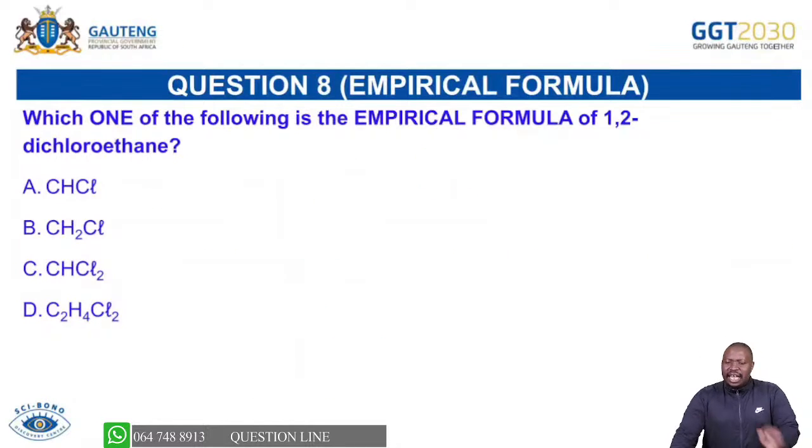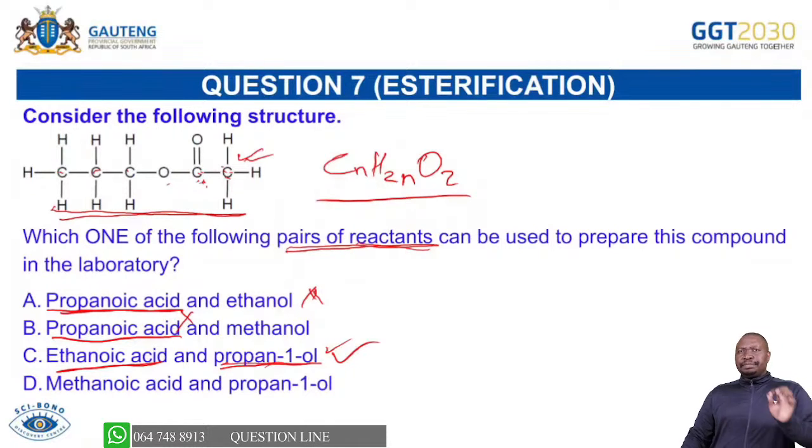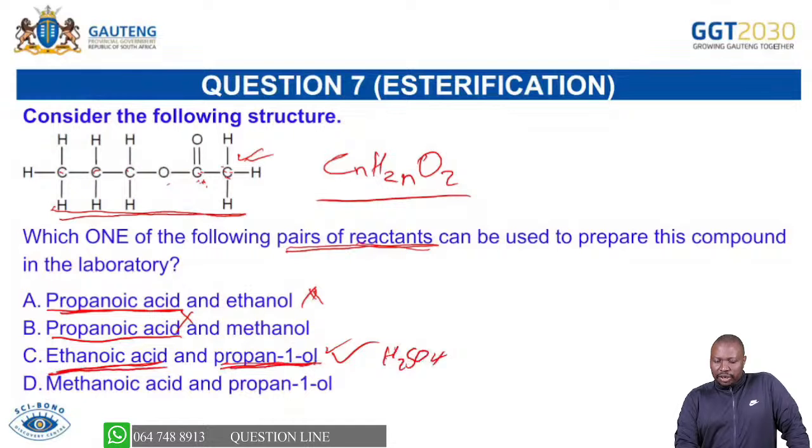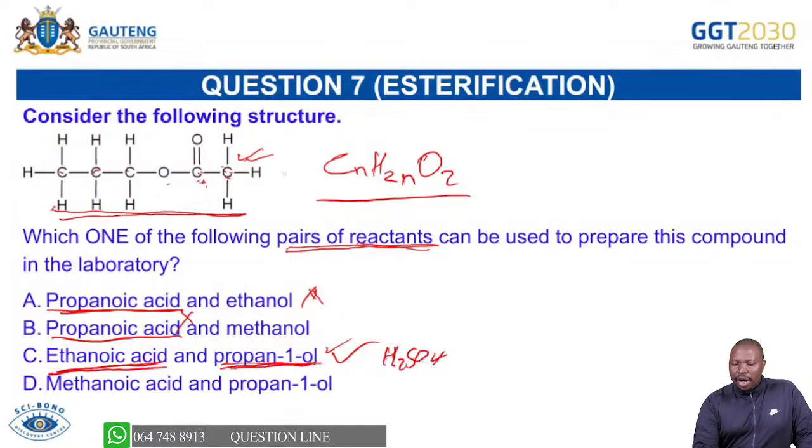So I hope that helps you as you move on. Maybe the other thing that I can emphasize under esterification, remember you are having ethanoic acid and propanol in the presence of a catalyst, which is your sulfuric acid. Remember the catalyst for this reaction is H2SO4, which is sulfuric acid. And we are saying as well, water is one of the products.